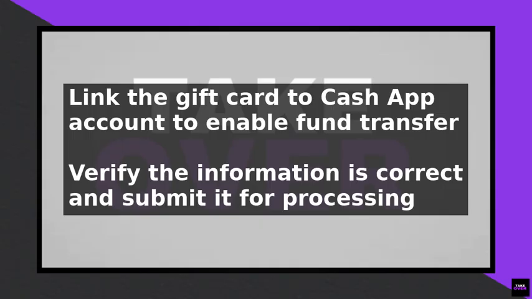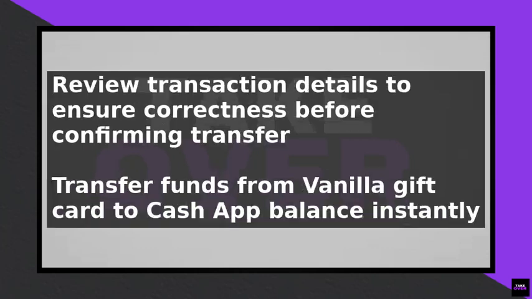Now you can use the funds in your Cash App balance to send money to friends, pay bills, or transfer the money to your bank account. To transfer the funds to your bank account, go to the Banking tab and click on Cash Out. Select the bank account you want to transfer the funds to and enter the amount you want to transfer. Review the transaction details and confirm the transfer.